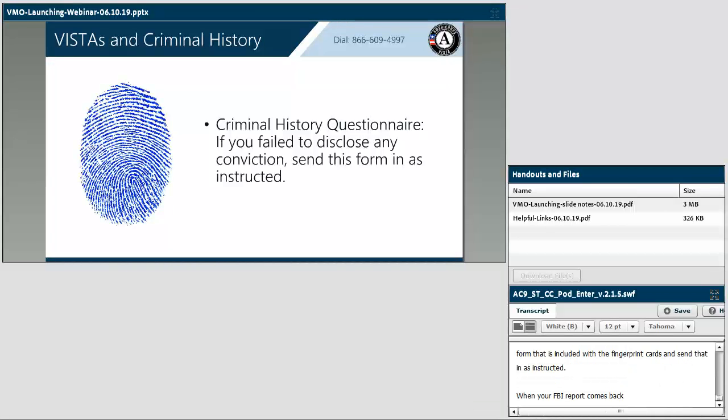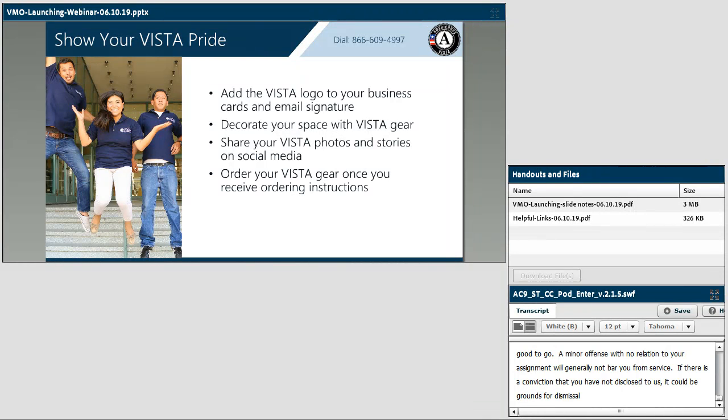So that way, when your FBI report comes back, you'll be able to compare the results of the report to your disclosures in the application and on that member disclosure form. If everything aligns, you won't hear from us and you'll be good to go. And a minor offense with no relation to your assignment will generally not bar you from service. If there is a conviction that you have not disclosed to us, it could be grounds for dismissal, and we will have extensive follow-up to do with you.